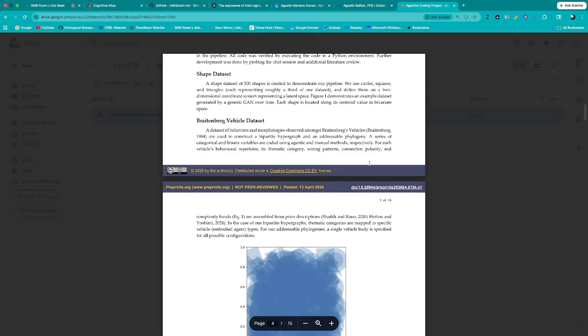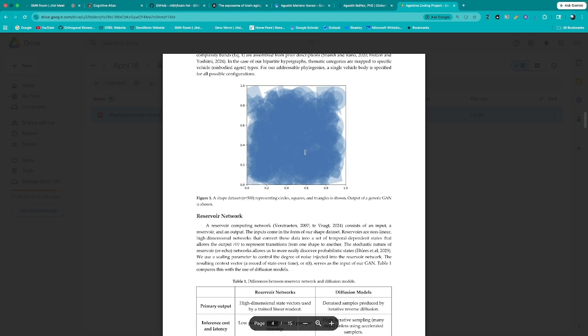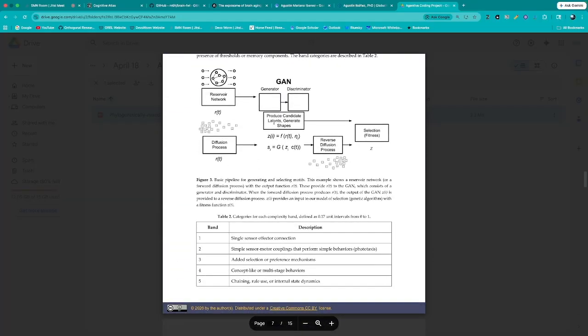And so what I did was I modeled this with very simple shapes. I also built part of the pipeline with a Braitenberg vehicle data set that I already had, where I built these different Braitenberg vehicles out of their components. And this is an example of the shape data set. So you had squares, circles, and triangles. Those represented body parts. And then this was fed. So I have figure 1 here, if I can get to figure 1.